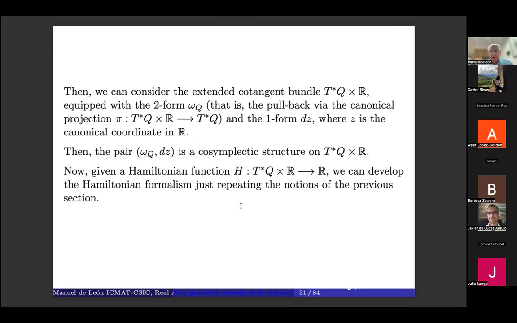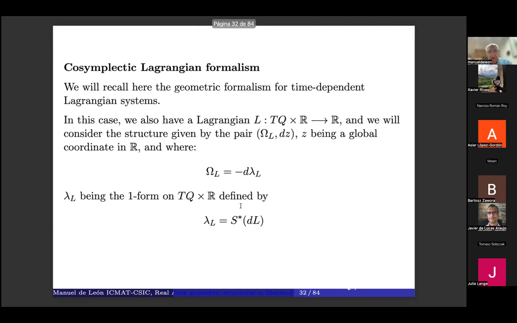So you have the Hamiltonian, you have these three vector fields associated to the Hamiltonian. And also we have the same for the Lagrangian formalism. The Lagrangian is defined on TQ times R, and we can construct this lambda L, which is just the one-form defined in the usual way, but now considered on TQ times R, so it's the pullback to TQ times R of the form constructed on TQ.